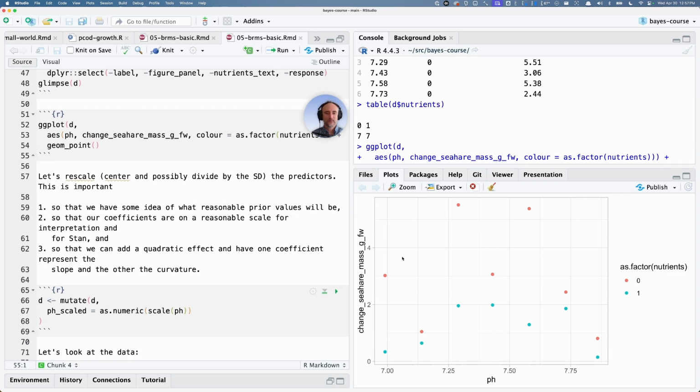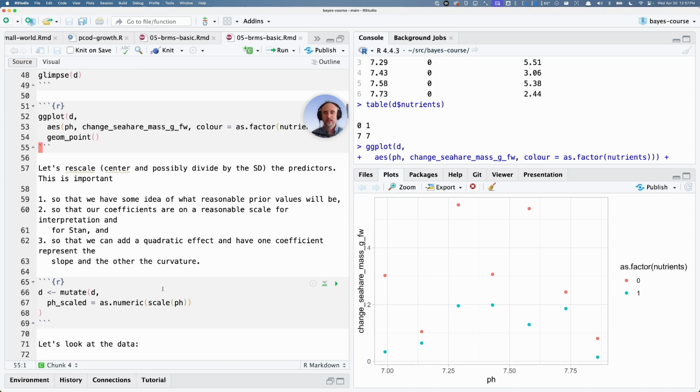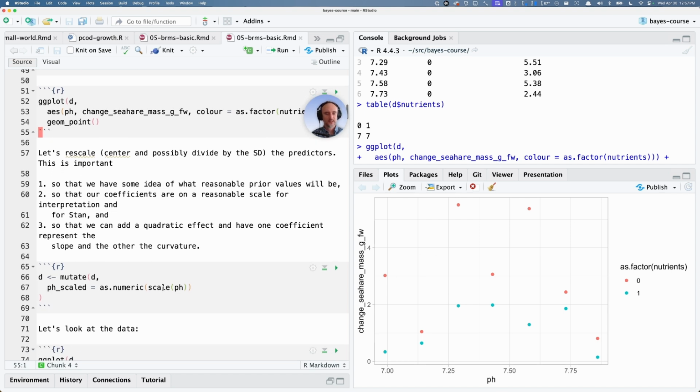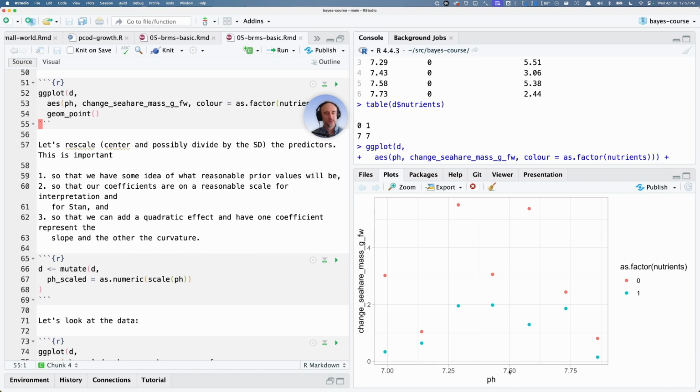It also helps with the quadratic shape that we're going to fit, because when we put our predictor into our quadratic linear regression, one variable can correspond to the overall slope and the other to the curvature, as opposed to having both those things mixed up in both coefficients. It also can help with sampling in Stan if our coefficients are not way too big or way too small, and so working in units of standard deviation can help with that. And afterwards, we can always back transform if we want to the original scale.